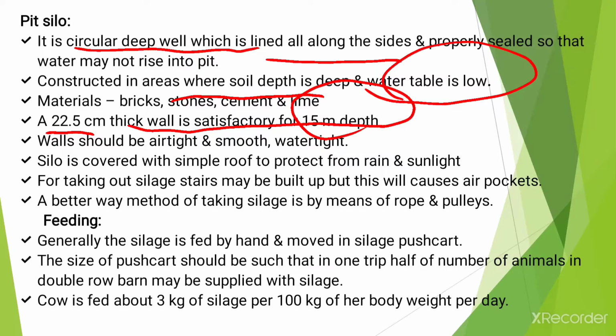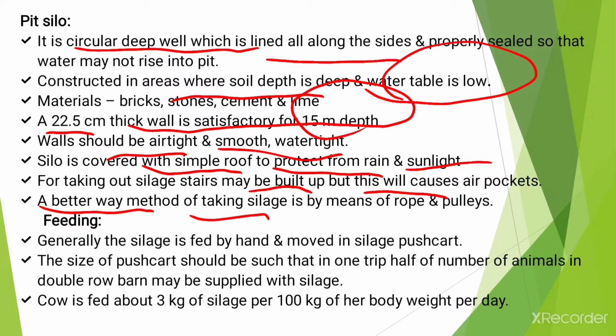Walls should be airtight, smooth and watertight, and the silo is covered with a simple roof to protect from rain and sunlight. For taking out the silage, stairs may be built, but this will cause air pockets, so it may be avoided. It depends upon the needs. A better method of taking out the silage is by means of rope and pulleys.